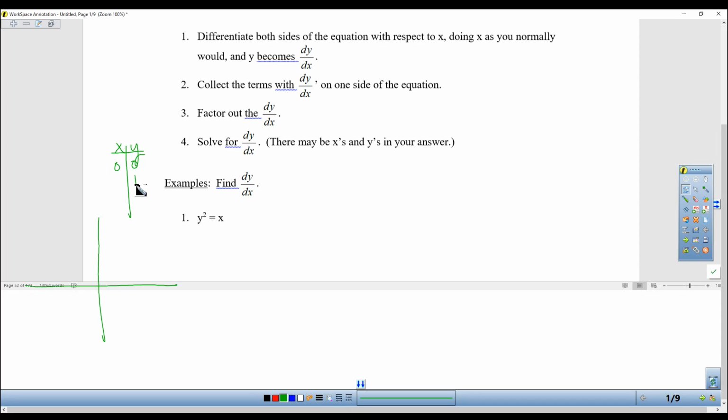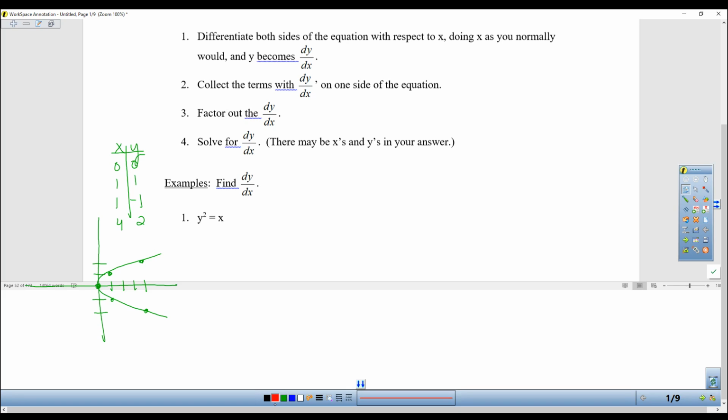So when y is 1, 1 squared is 1. When y is negative 1, negative 1 squared is 1. When y is 2, x is 4. Do you recognize these numbers? 0, 0, 1, 1. But now 4, 2, not 2, 4, because the parabola is sideways. So this is not a function.